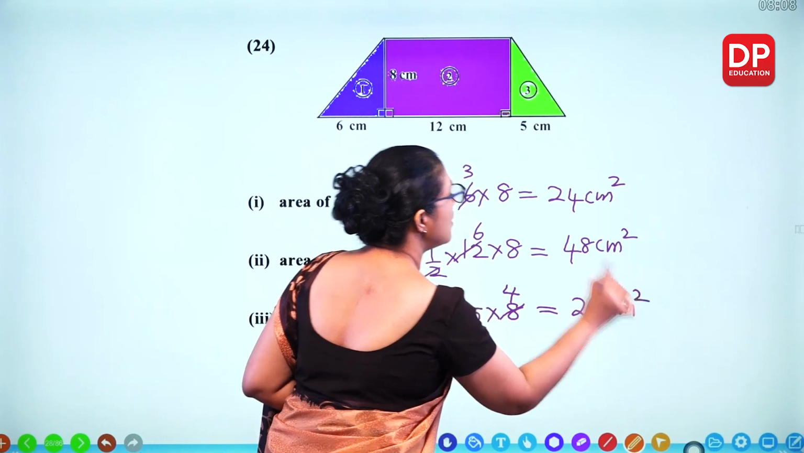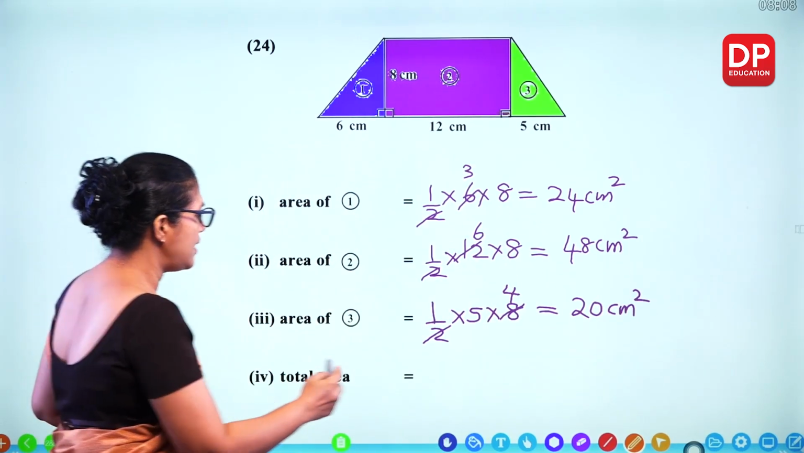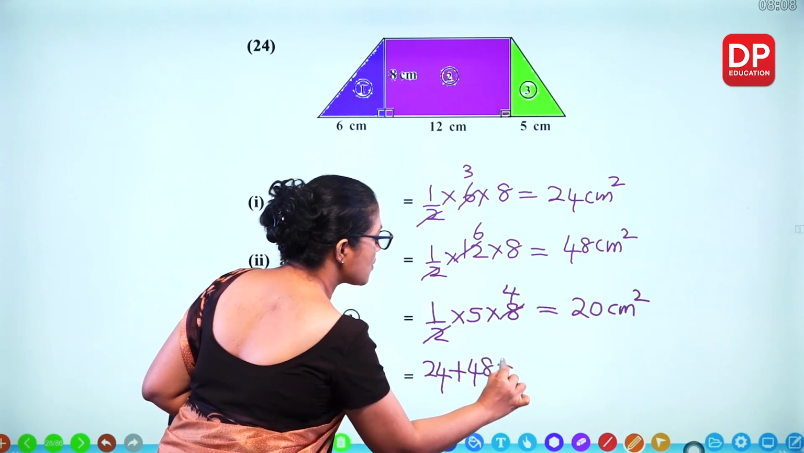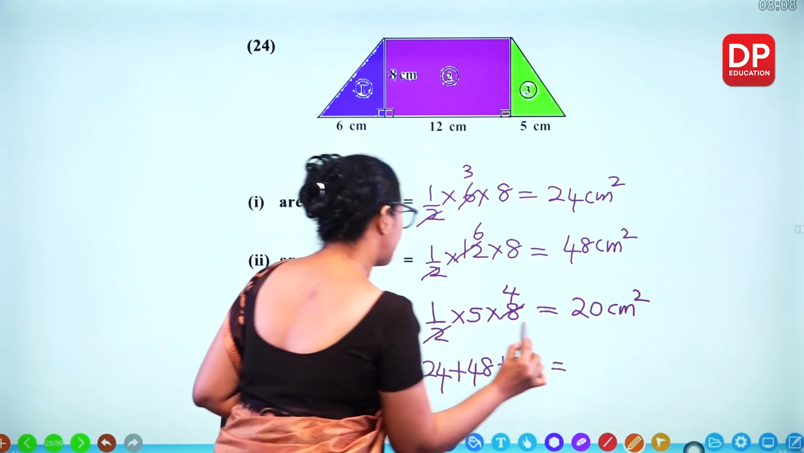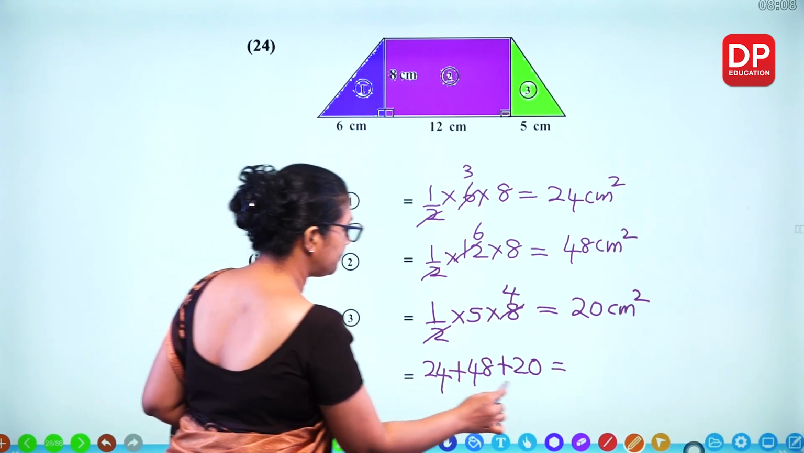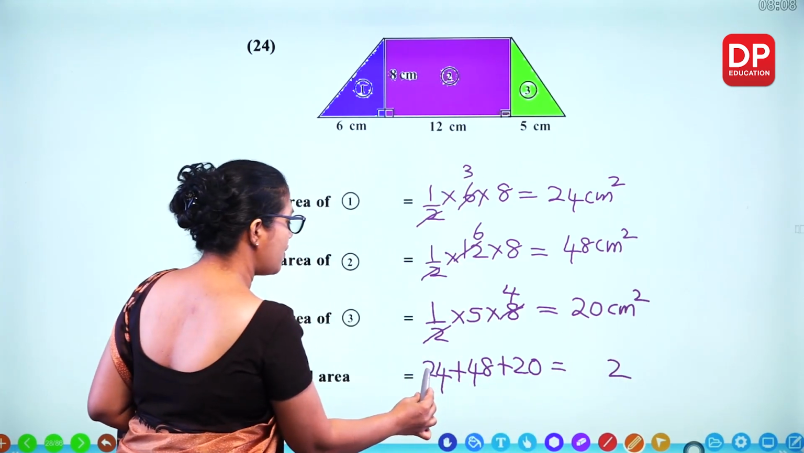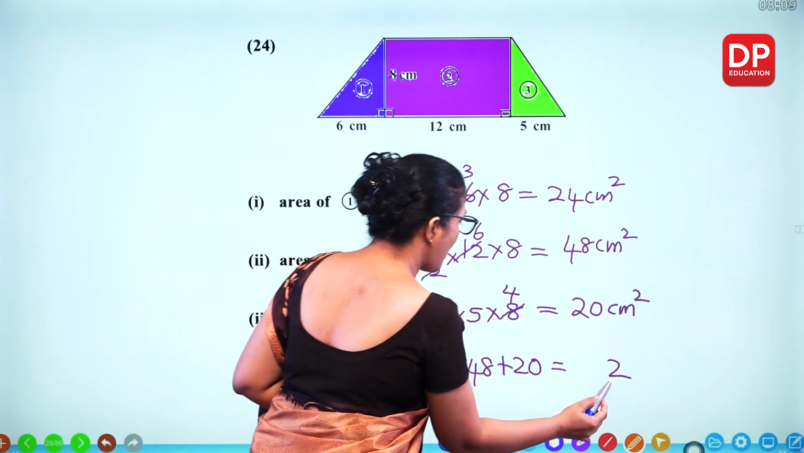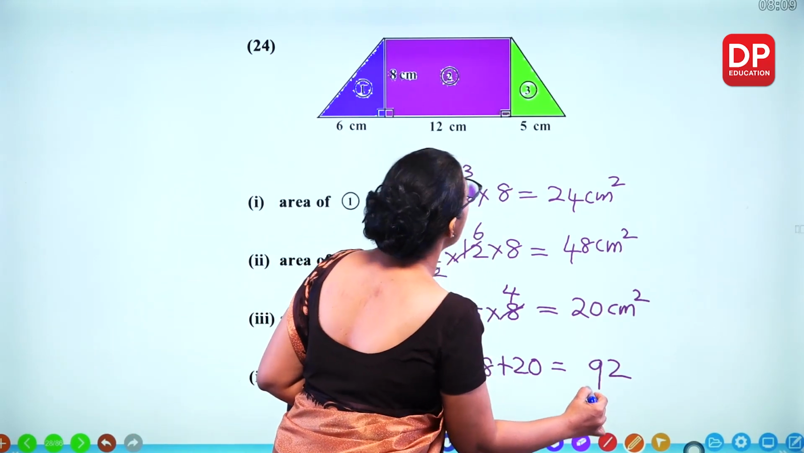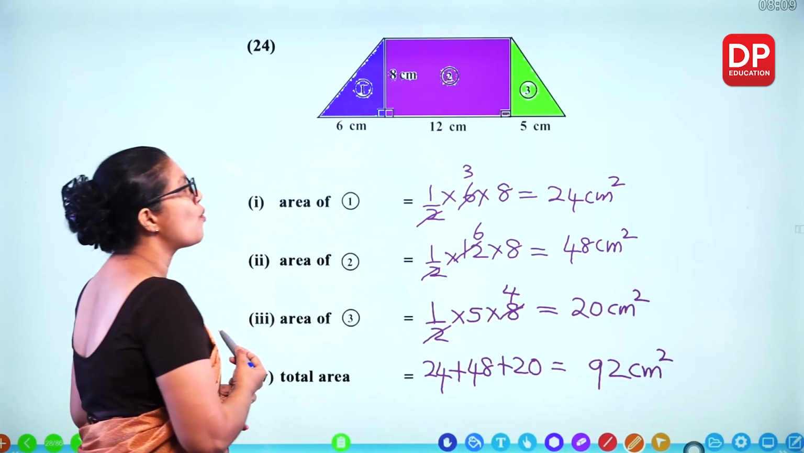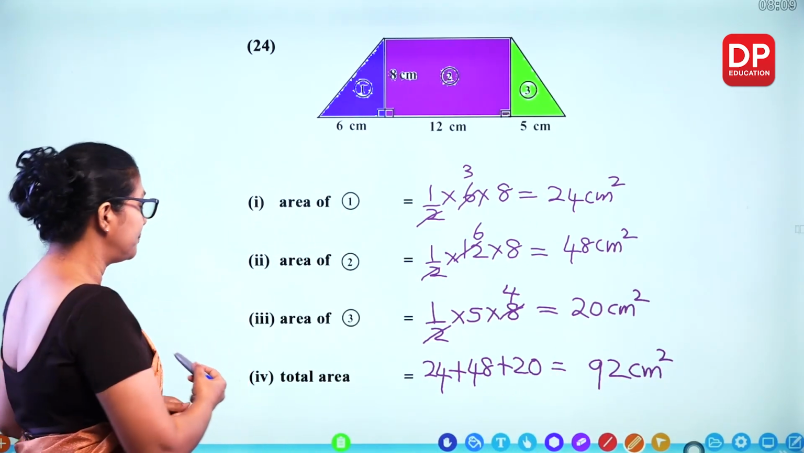So what's the total area? Add it. 24 plus 48 plus 20. 4 plus 8, 12. 1 remaining. So 5 plus 2, 7. 7 plus 2, 9. 92 square centimeters for the total area.